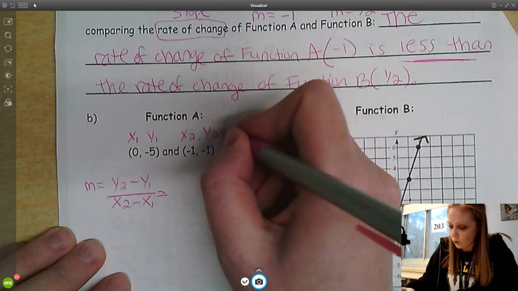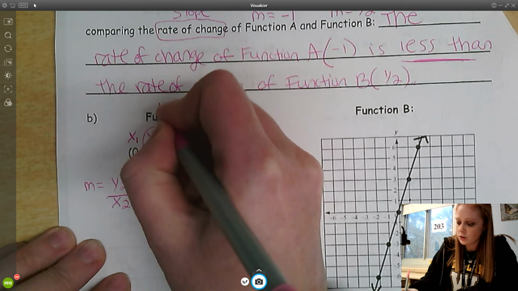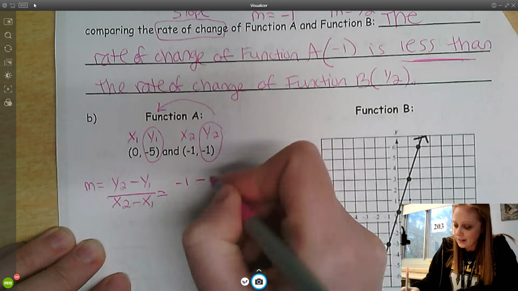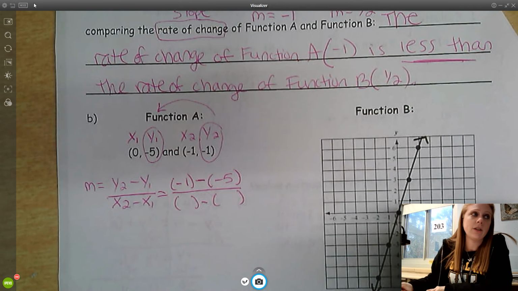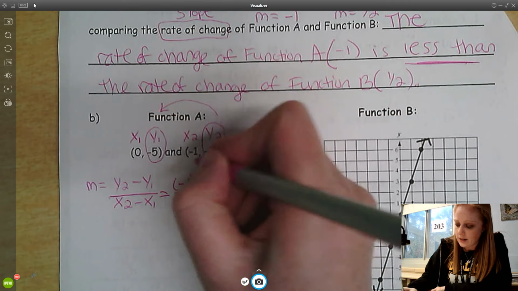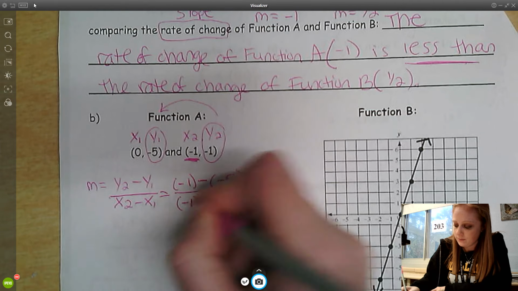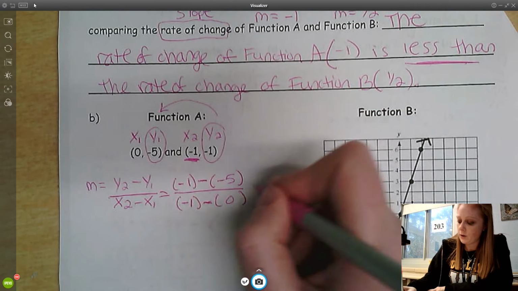So to plug it into our formula, I'm going to subtract my y's. I'm going to go from back to front. y2 is -1 minus y1, which is my -5. Sometimes it helps if you write them like this in parentheses, so you don't forget any of the negative signs. So -1 minus our -5. Now let's do our x's. Back to front. x2 is -1 minus our x1, which is 0.